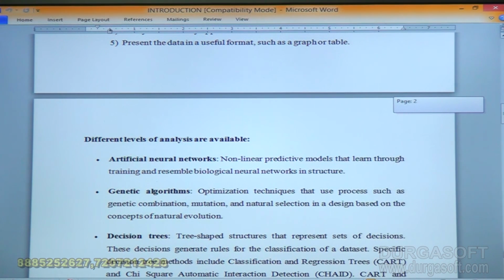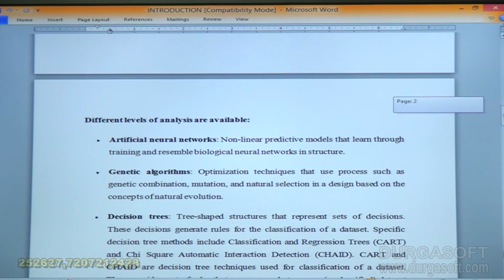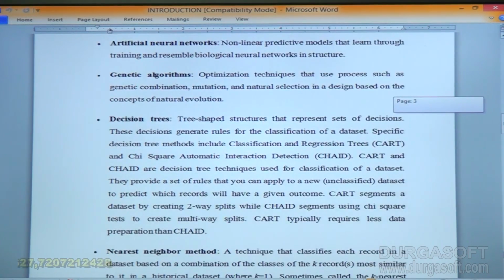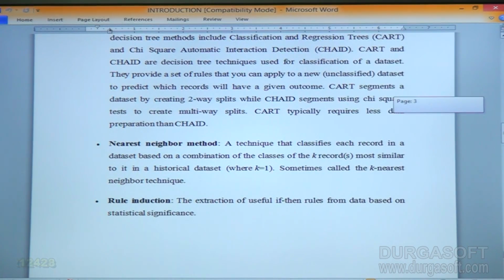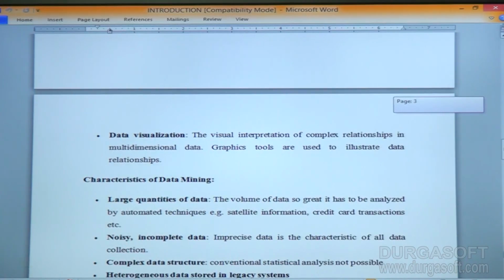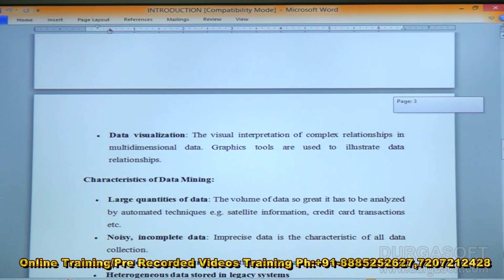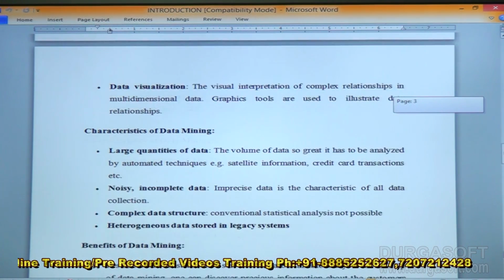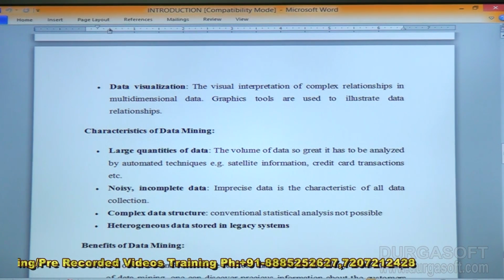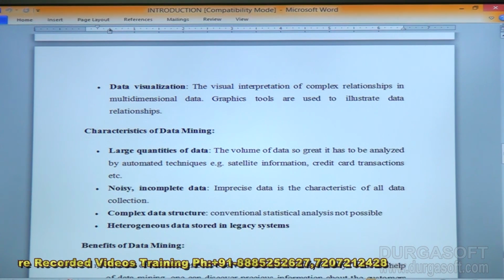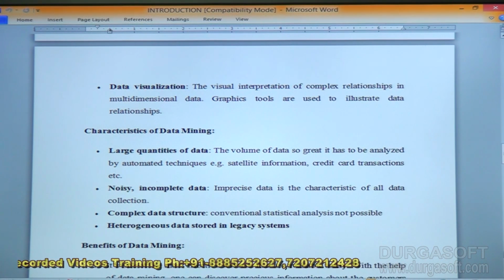Different levels of analysis are available. What are the analyses? Genetic algorithm, artificial neural networks, decision trees, nearest neighbors method, rule induction, data visualization. All these are different kinds of methods. And the characteristics are also very important. In data mining there are large quantities of data and how to manage them, and noisy, incomplete data is there as part of data mining. Complex data structures are there, and how to handle those, heterogeneous data stored in legacy systems. So everything deals with the data volume.